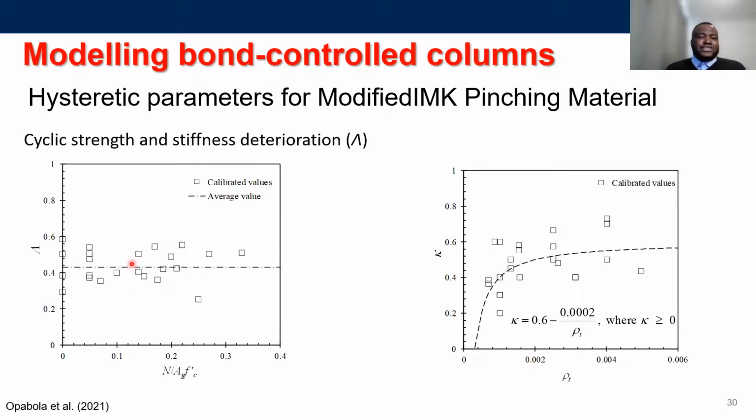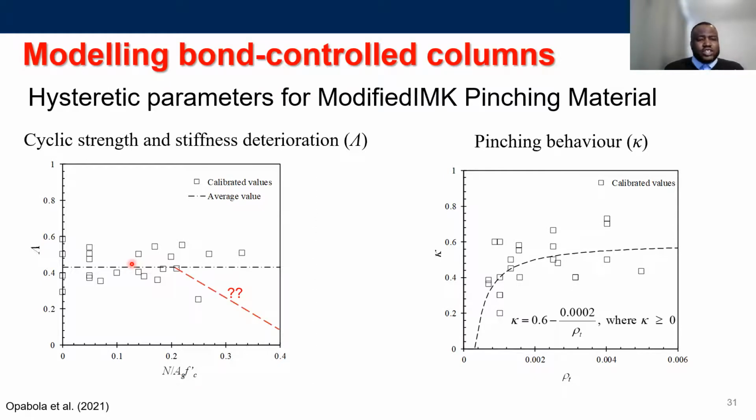For the IMK pinching material, for the cyclic strength and stiffness deterioration lambda, we found out that it wasn't really so much dependent on axial load and transverse reinforcement ratio. Of course, it's hard to tell because we don't really know if it's due to lack of data, and it's possible that this lambda factor should actually deteriorate with axial load. But there are a couple of experimental tests that are being done to really fill up this gap, and we hope to really know that. But for now, what we're basically proposing is assuming that your lambda is a constant value.